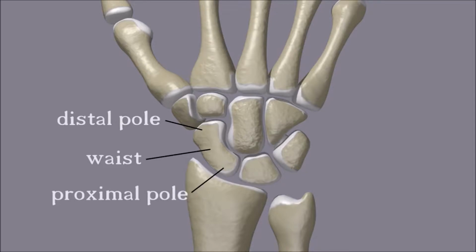It's a boat-shaped bone consisting of the proximal pole, the base, and the distal pole. Most common scaphoid fractures occur at the base due to excessive force. However, they can also occur at the proximal or distal ends of the bone.